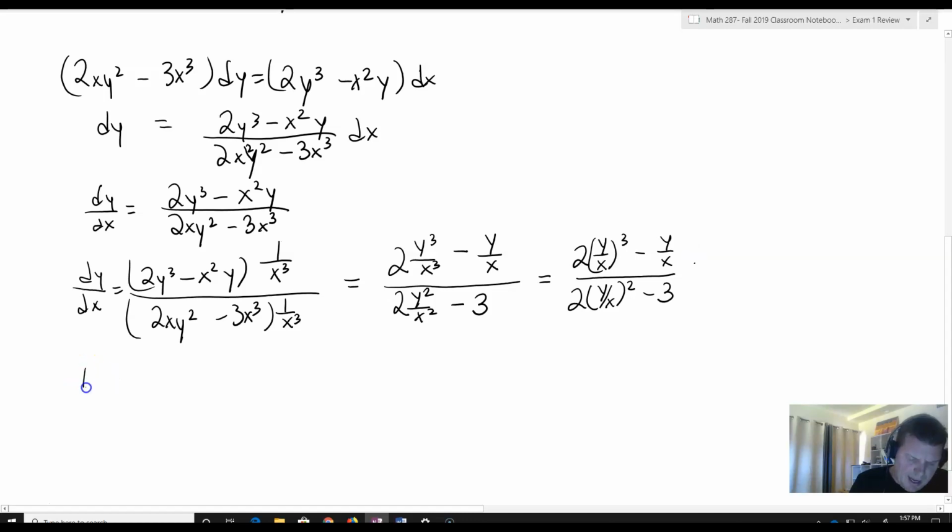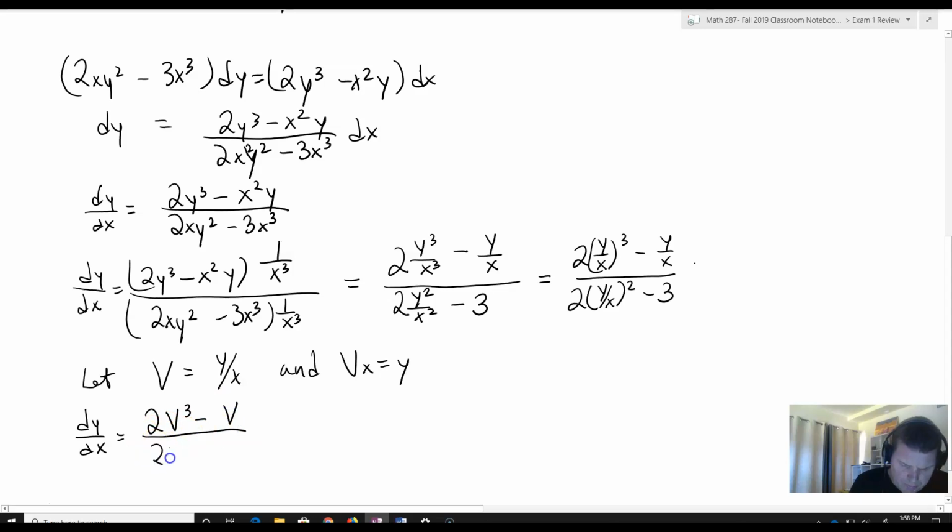Which now what we can do is we're going to let v equal y over x, and that means vx equals y. And so when we do that substitution, I'm going to end up with dy/dx is equal to 2v cubed minus v all over 2v squared minus 3. And notice that because I can write it as a function of y over x, this is in fact homogeneous to degree 0, and I can use change of variable.